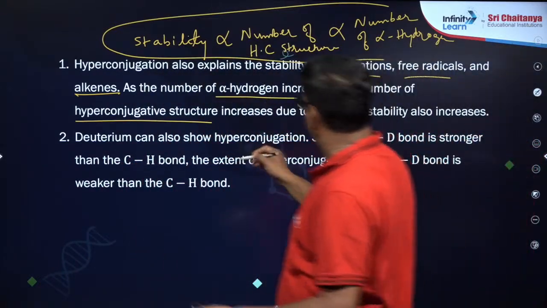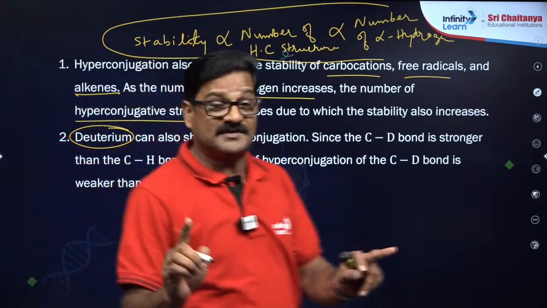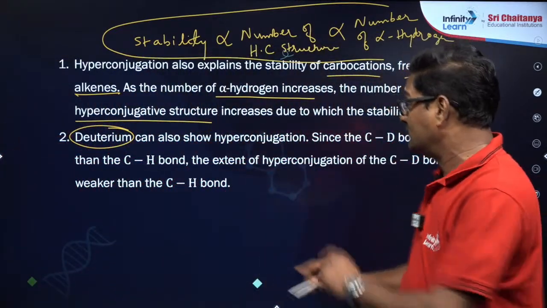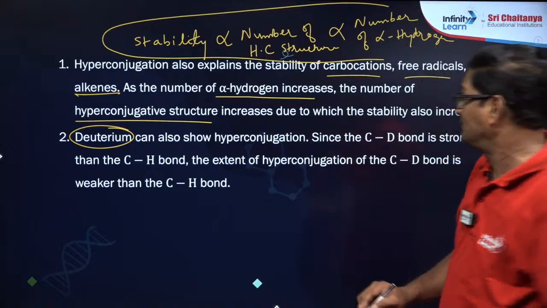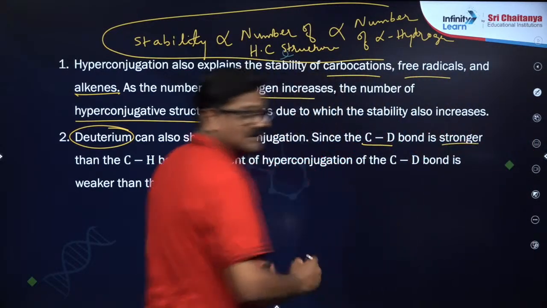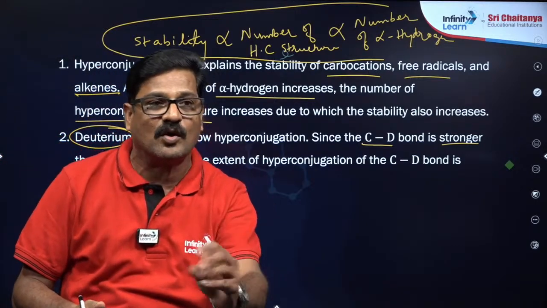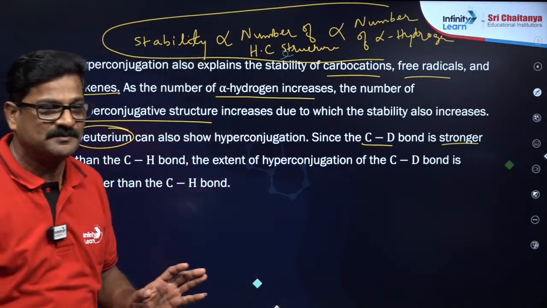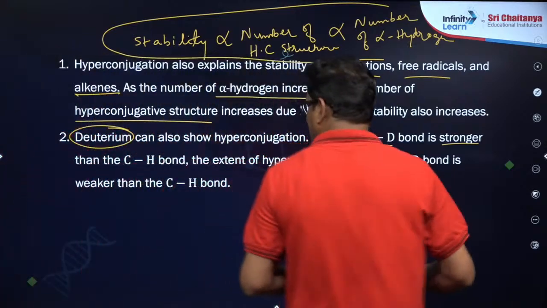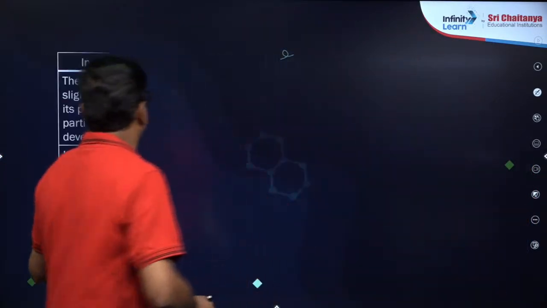Now deuterium can also show hyperconjugation like hydrogen. If deuterium is there, it can also show hyperconjugation. That is one more secret. And since the carbon to deuterium bond is stronger, whenever deuterium is there, hyperconjugation will be a little slower. Understand better? Right. Now comparison of electronic effect, we'll see after this.